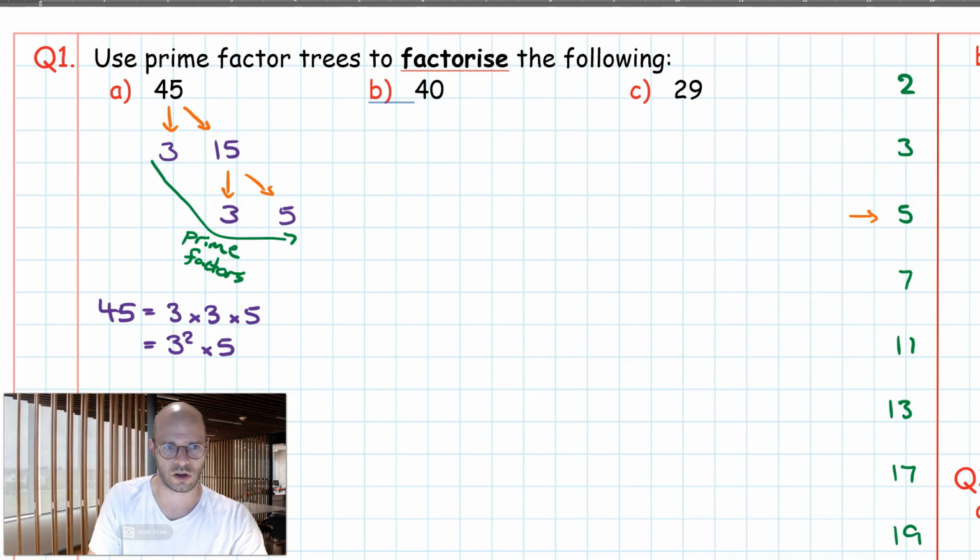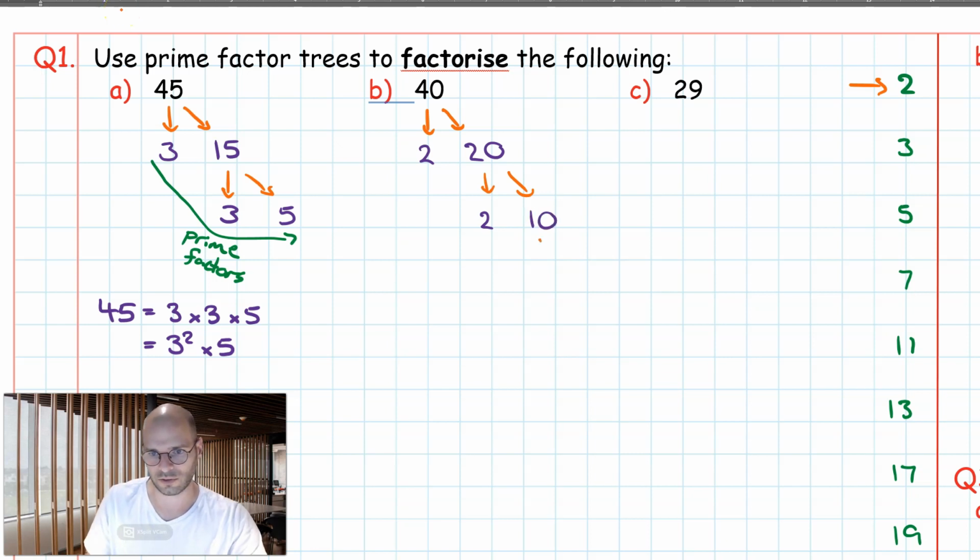Okay, moving along. 40. I turn my attention to the first prime in the list, which is 2, and I ask the question, can I divide 40 by 2? The answer to this is yes. If I divide 40 by 2, I get a result of 20. Now because 2 worked once, I'm going to try and do it again. Can I divide 20 by 2? And the answer of course is yes. I get 2 and 10.